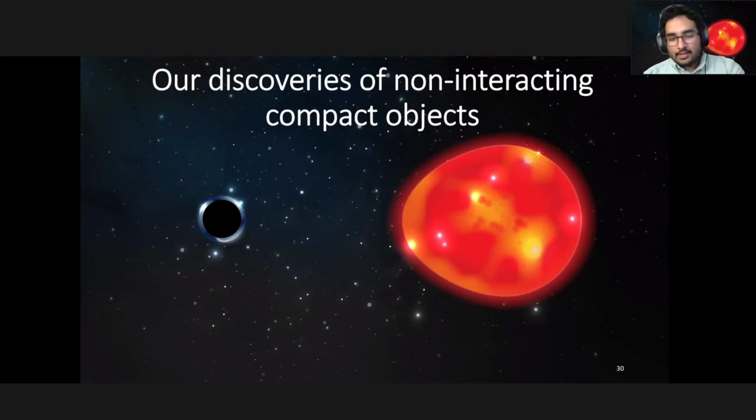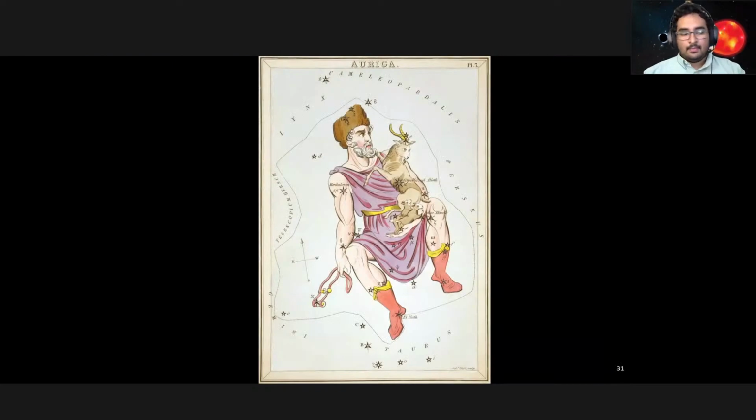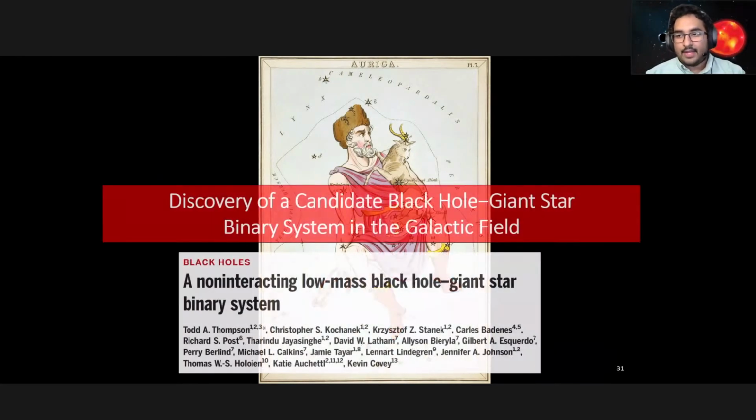So moving on to the next part of my talk, I will summarize two discoveries of non-interacting mass gap black hole candidates that we made at Ohio State. The first such system I will talk about is the black hole giant star binary that kickstarted our efforts at searching for non-interacting black holes at Ohio State. This binary system is located in the constellation Auriga, and it is a binary in the galactic field.